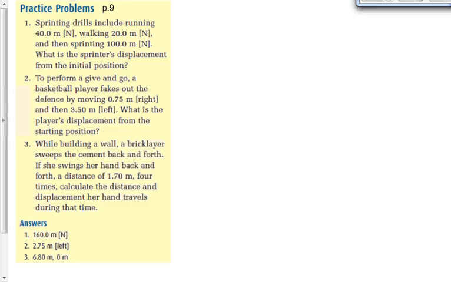You know what? Before we do anything, let's define right as positive. That means left is going to be negative. Something is positive 0.75 meters, and something is negative 3.50 meters because it's to the left. What is it that's 0.75? Is that a position or is that a displacement? In other words, is that where something is or is that how far something's gone?